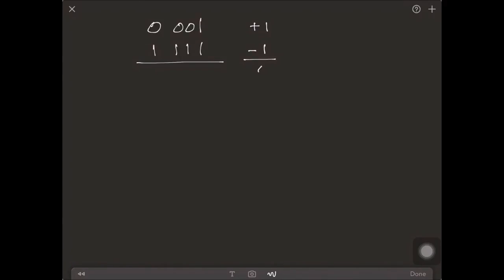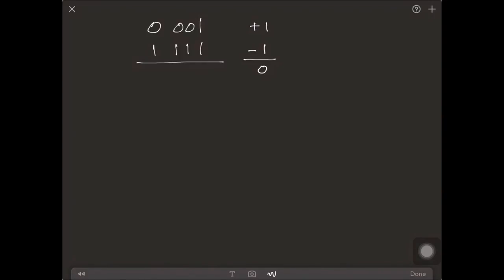Let me move on to the next board and show you. Let me write down the +1, and let me write down the -1. I think you know how to write +1 and -1. You take the 1's complement and you add 1 to it. So this is the +1 representation using 2's complement. This is the -1 representation, and we should get a 0 over here.